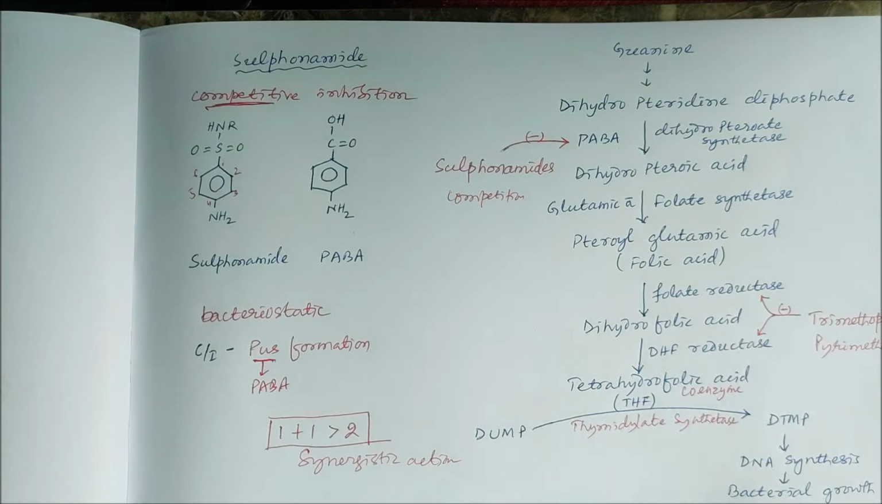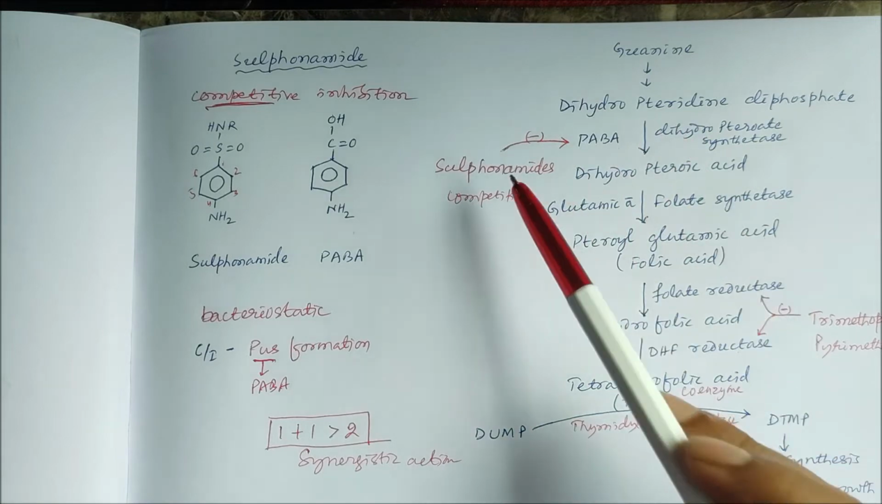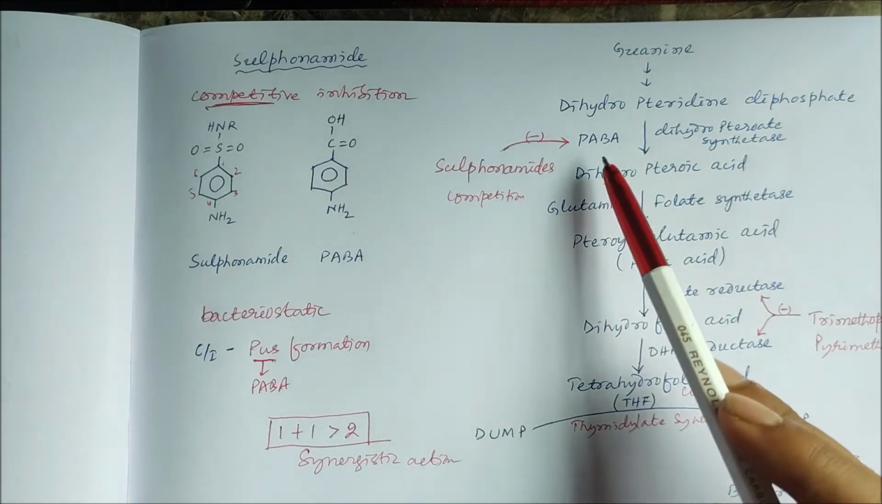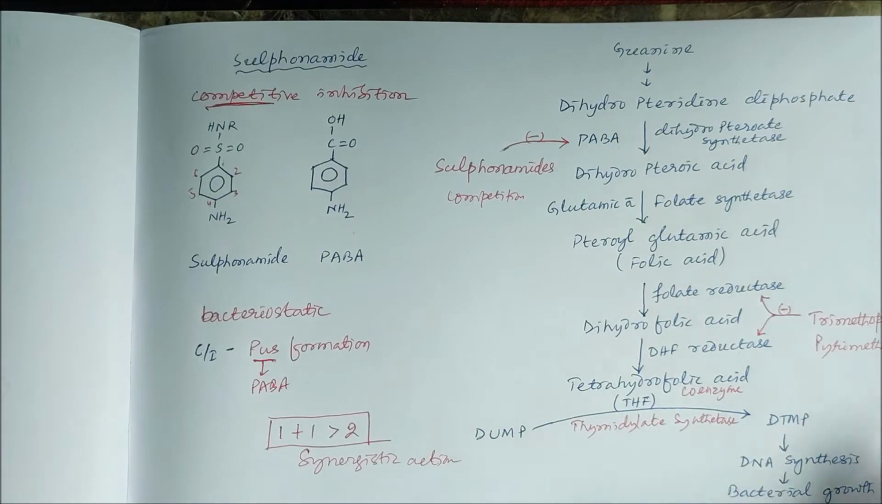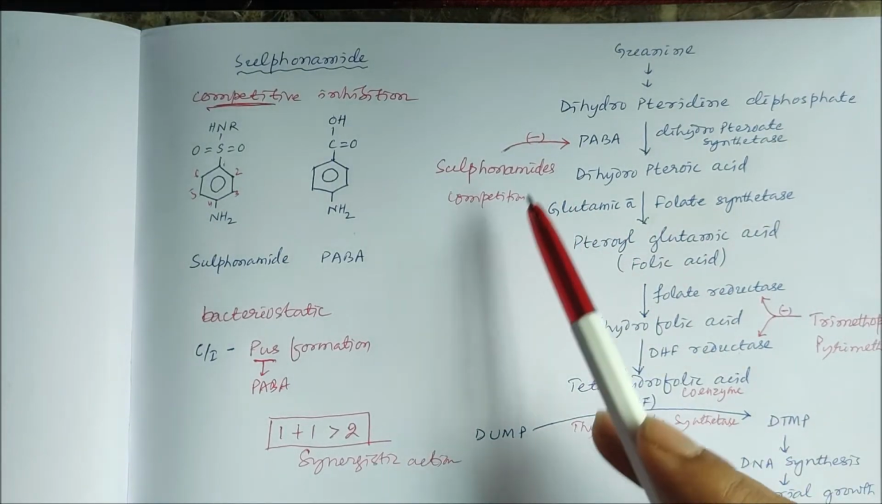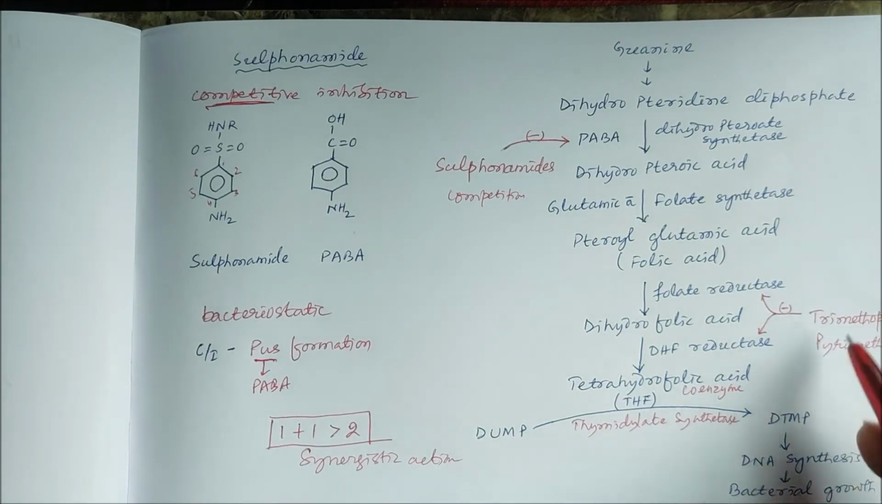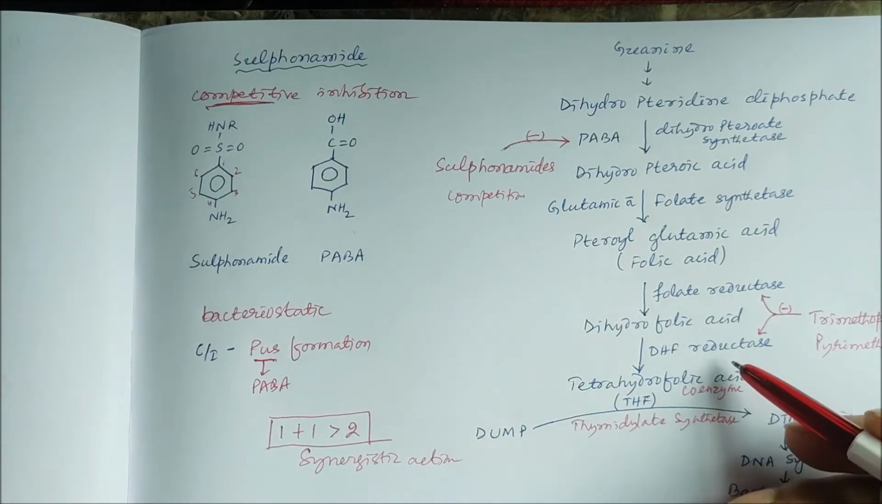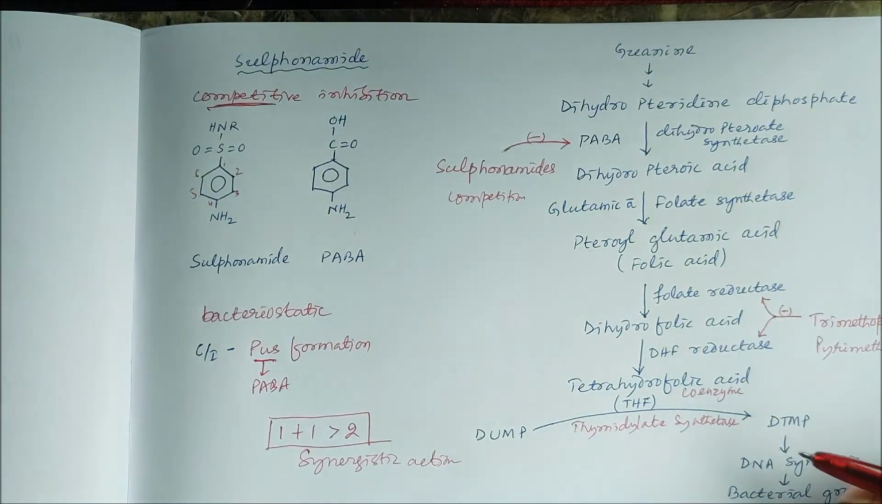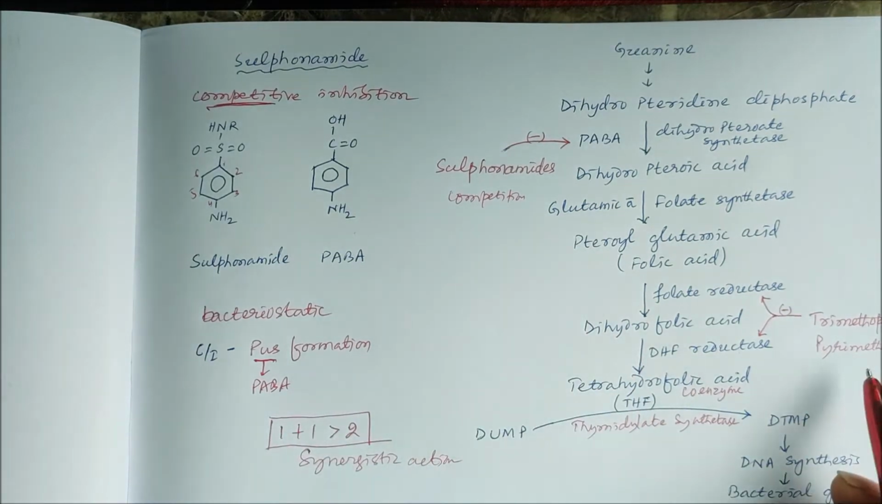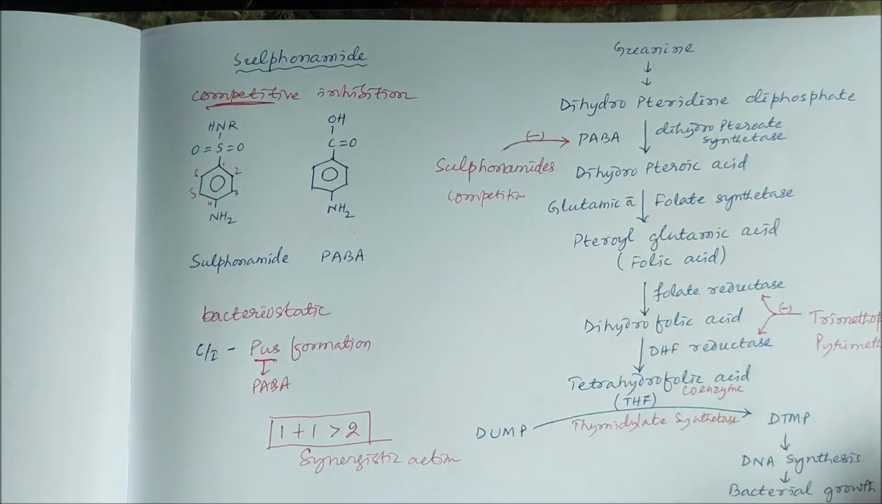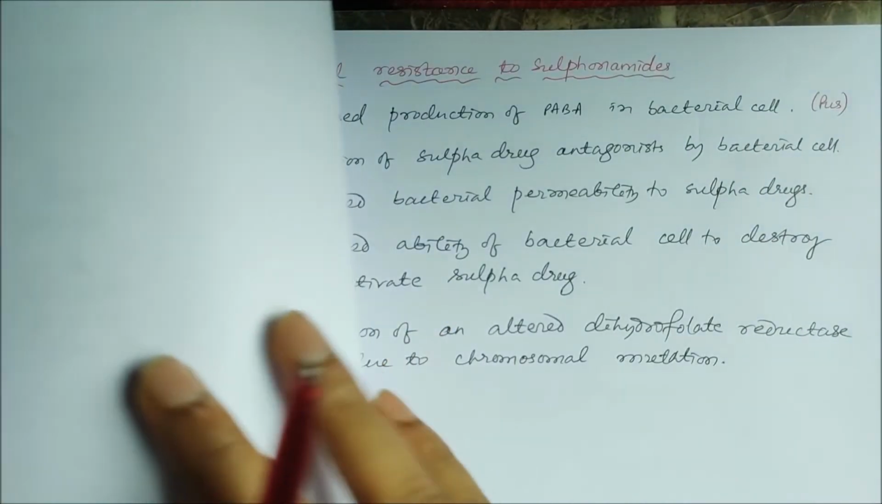So in this way, folic acid has a role in bacterial growth, and sulfonamides inhibit folic acid synthesis by competitively inhibiting PABA. Sulfonamides are also used in combination with drugs like trimethoprim and pyrimethamine, which inhibit folate reductase or dihydrofolate reductase. So this combination is also there. When we study resistance, these things need to be considered. So let us see the mechanism of resistance to sulfonamides.